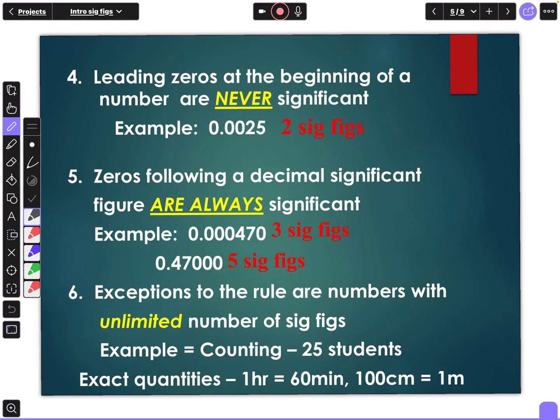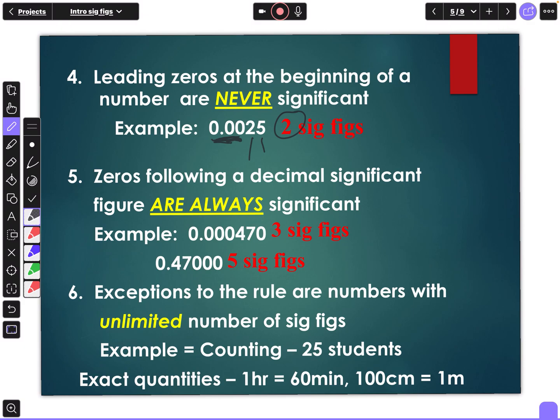Okay, leading zeros at the beginning of a number are never significant. So if you have zeros that come before non-zero numbers, like these 3 right here, those are never significant, regardless of the decimal or not. Since all 3 of those zeros come before the 25, since they are leading zeros, they never count as being significant. The only significant digits would be this one and this one. So that would be 2 significant figures.